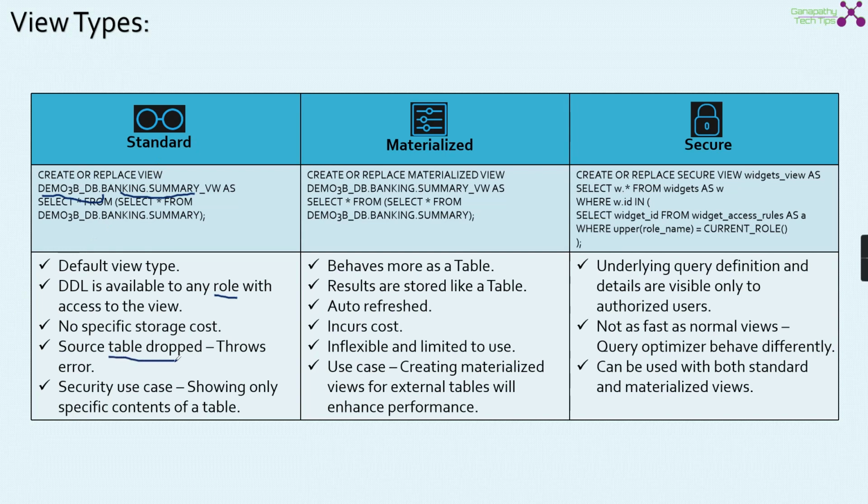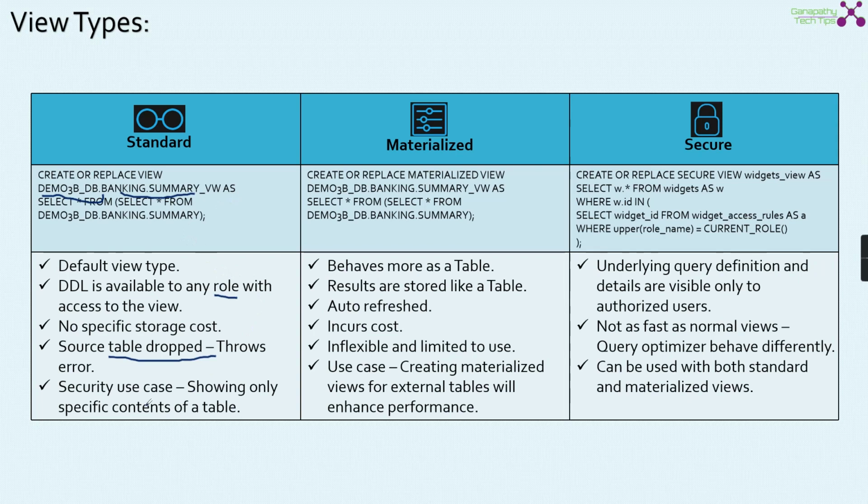Now the source table is dropped. Say I am having the summary table, which is the source table, and it is dropped. What happens? It throws an error. Say my source table here, the summary table, got dropped and I try to fire a query, select star from summary underscore view, it will throw me an error stating base table doesn't exist.